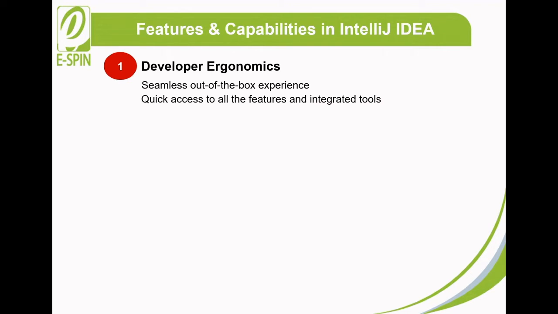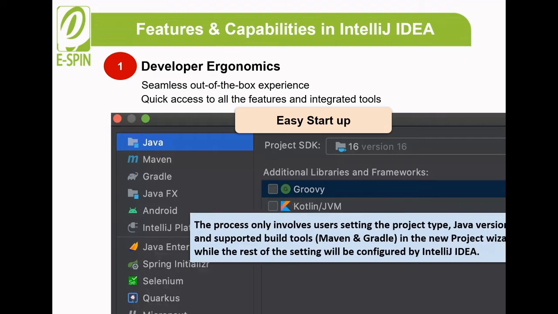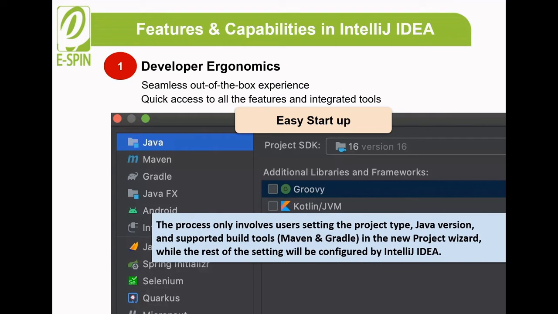The developer ergonomic features in IntelliJ IDEA include easy startup. Therefore, whether you are an experienced or a first-time user, it will not take a long time to start a project. The process only involves users setting the project type, Java version, and supported build tools like Maven and Gradle in the new project wizard, while the rest of the settings will be configured by IntelliJ IDEA.